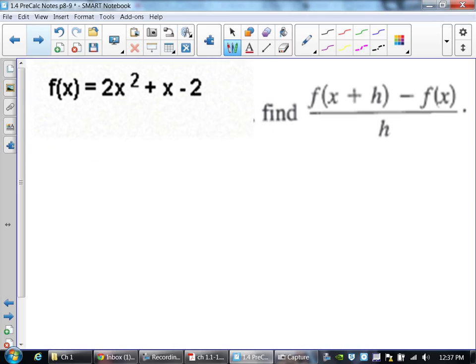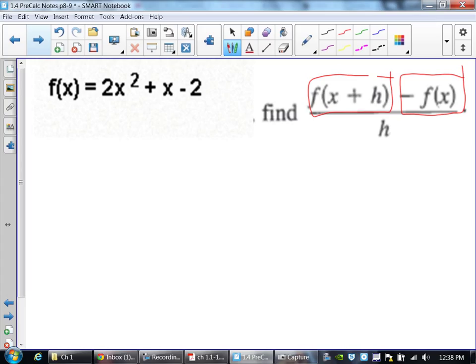Same idea. We're going to use the difference quotient for 2x squared plus x minus 2, and we're going to use the x's and h's. If you want to break it into two parts, take care of this part first, write it all down, then take care of this part later, write it all down. It's completely fine. It just takes a little bit more space.